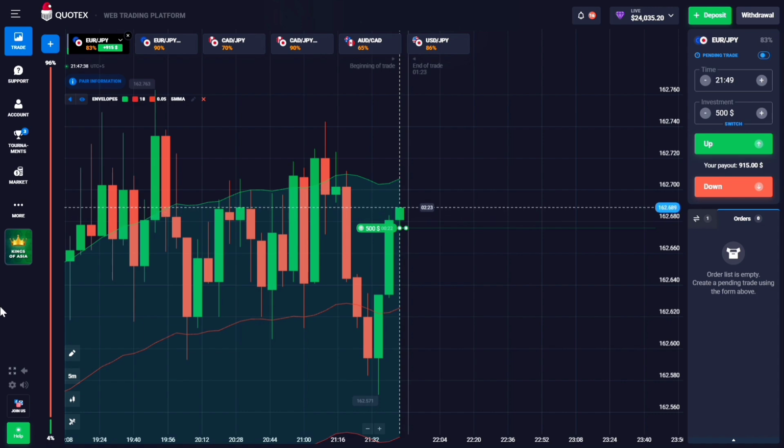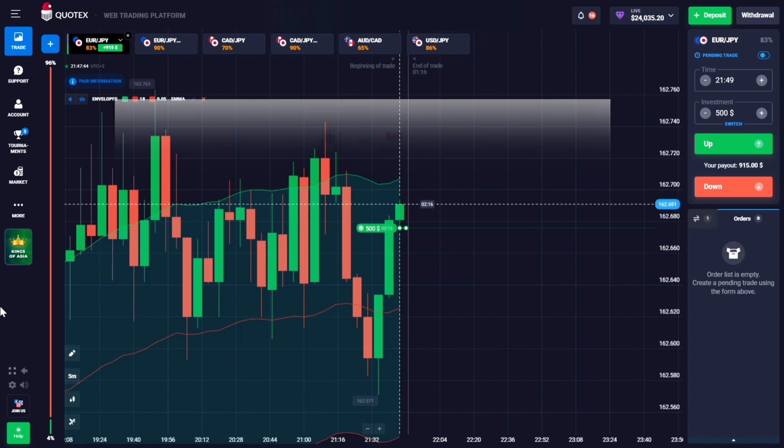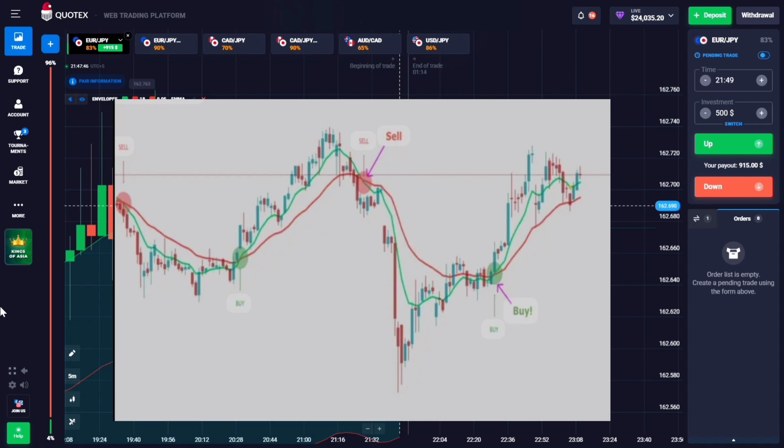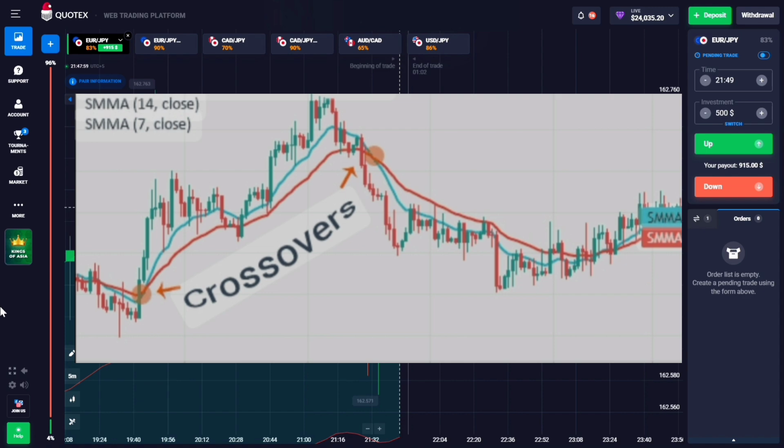Number 3. My strategy with SMMA. SMMA crossover strategy. Buy when the fast SMMA crosses above the slow SMMA, and sell when the fast SMMA crosses below the slow SMMA. SMMA trend following strategy. Buy when the SMMA indicator is above the price, and sell when the SMMA indicator is below the price.